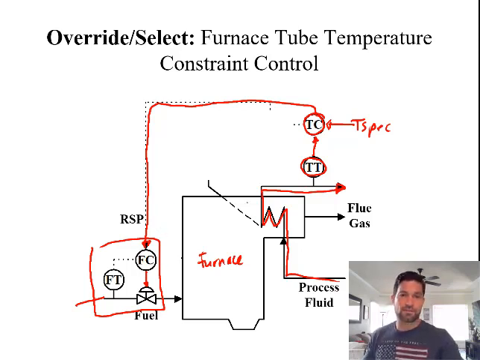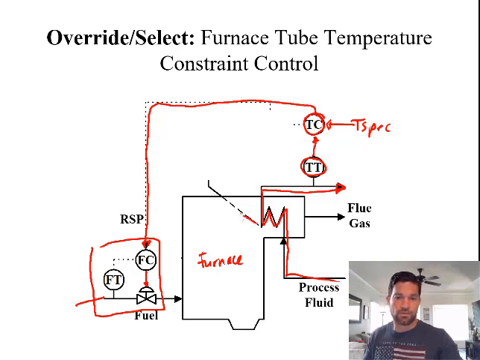Okay, so now we're going to have a constraint in the system. So one thing that can happen is that if the flow of fuel gets too high, the tubes that the process fluid flows through can get too hot and can wear and degrade fairly quickly. So we want to have an override loop that prevents these from getting to a maximum temperature.